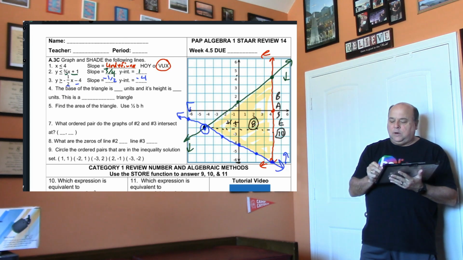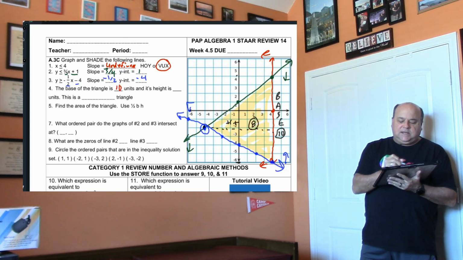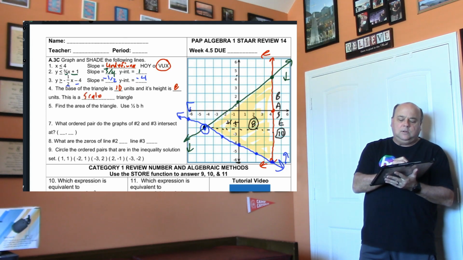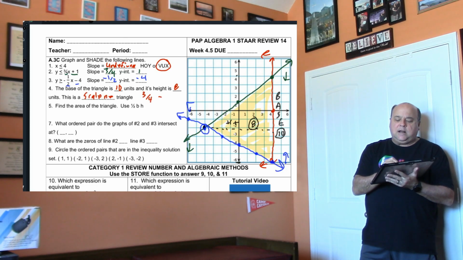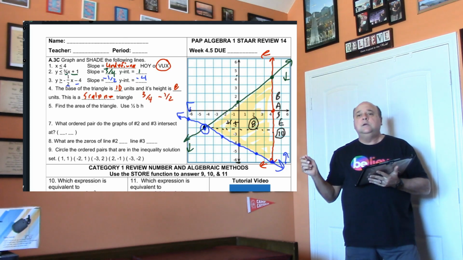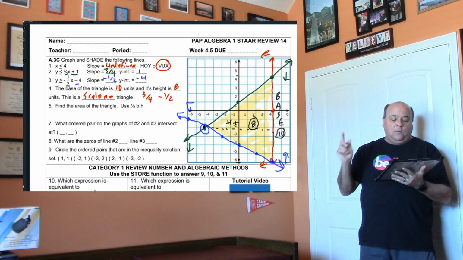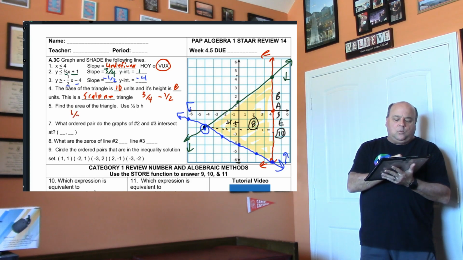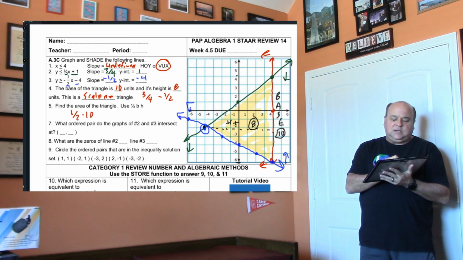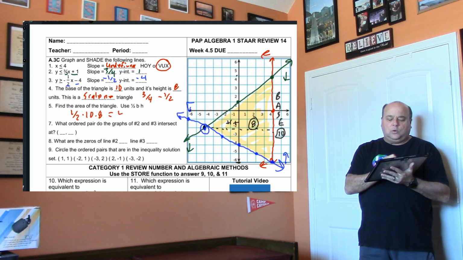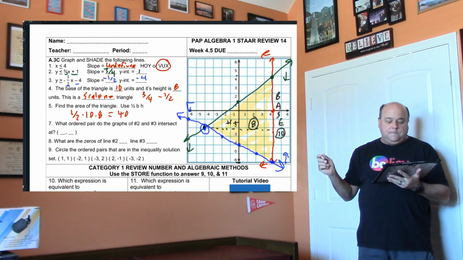Okay, so let's keep going on. The base of the triangle is 10. The height is 8. This is a scalene triangle. It's not a right triangle because the slopes are not opposite reciprocals, are they? Since the slopes are not opposite reciprocals, it does not form a right angle. The area of the triangle is going to be 1/2 base times height, 10 times 8. 10 times 8 is 80. Half of 80 is 40. So our area is 40.